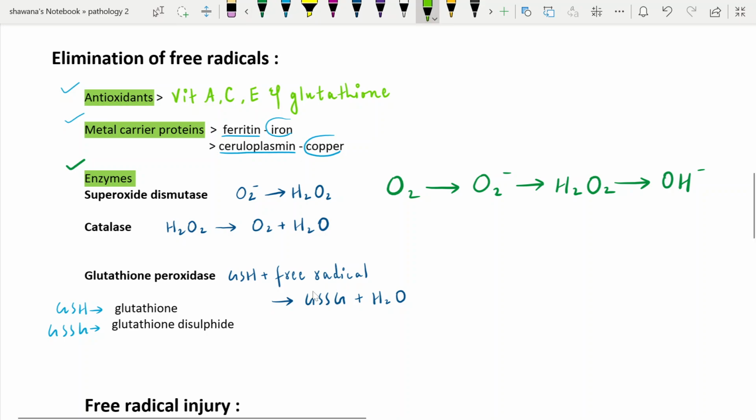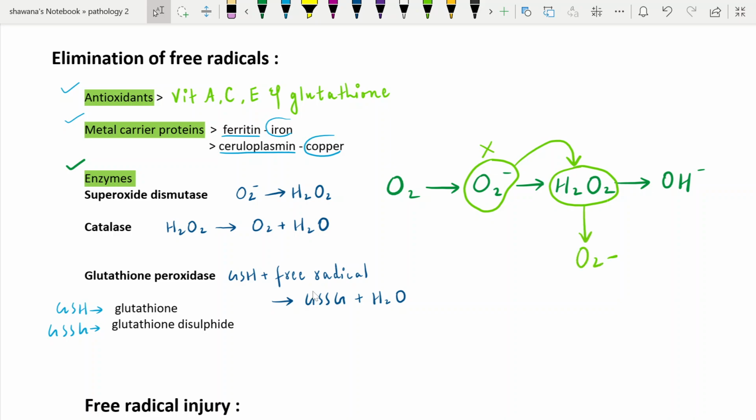First is the superoxide dismutase. Superoxide dismutase acts on the superoxide, and when it acts on the superoxide, it converts it into hydrogen peroxide. It eliminates the superoxide, right? Okay, and catalase is an enzyme that acts on the hydrogen peroxide, and it converts it into oxygen and water. So it's going to eliminate the hydrogen peroxide in the reaction.